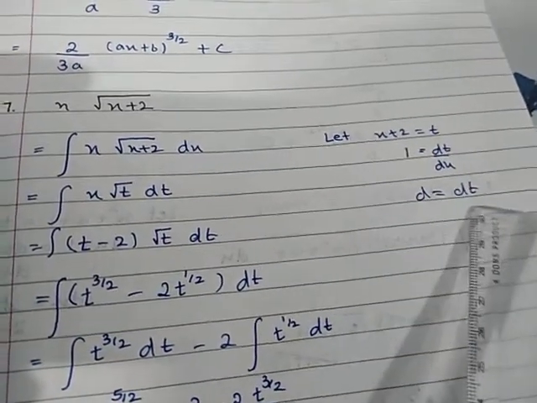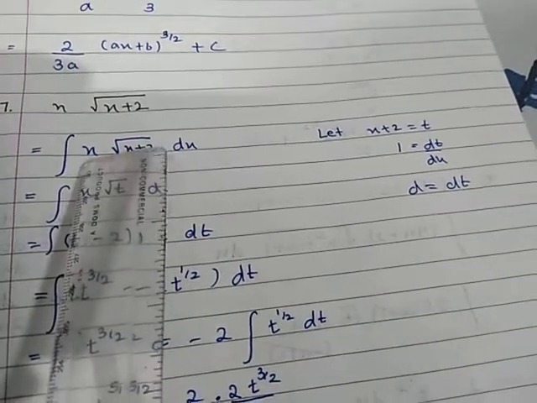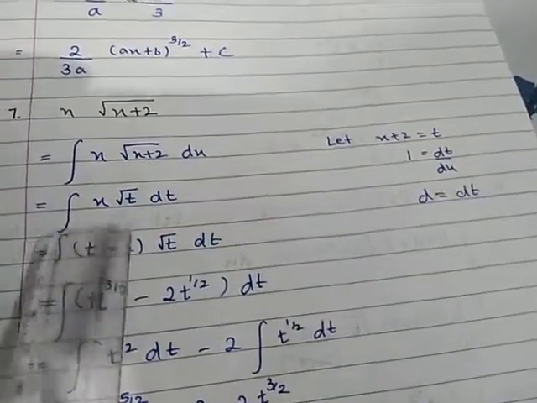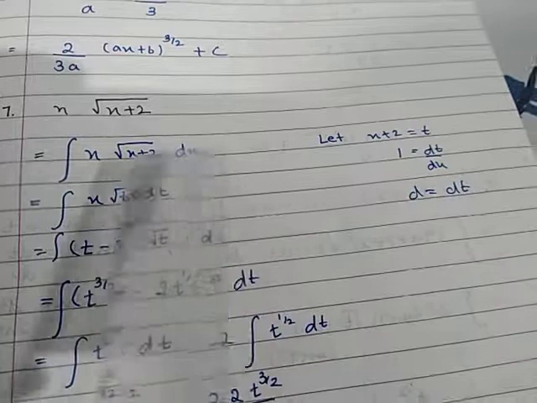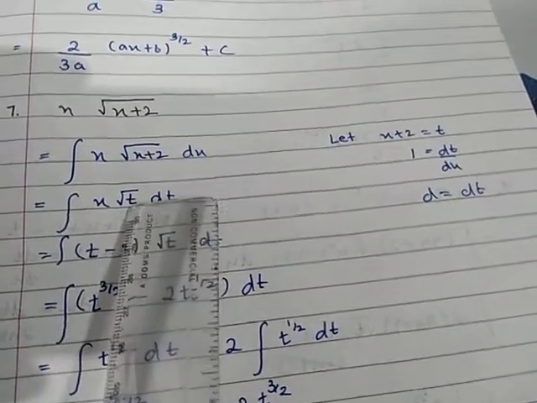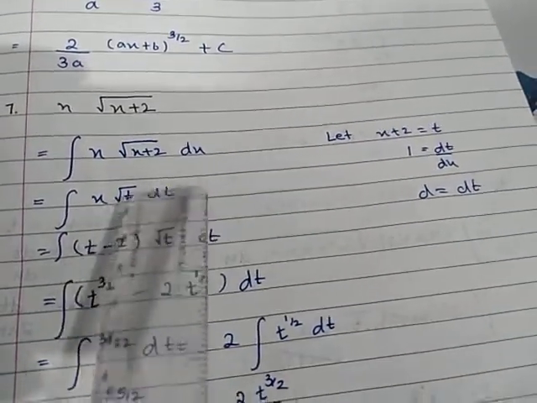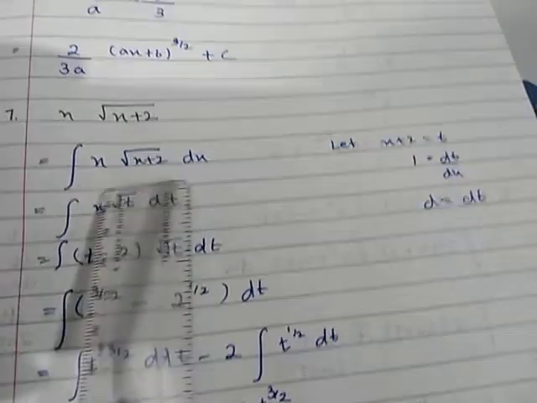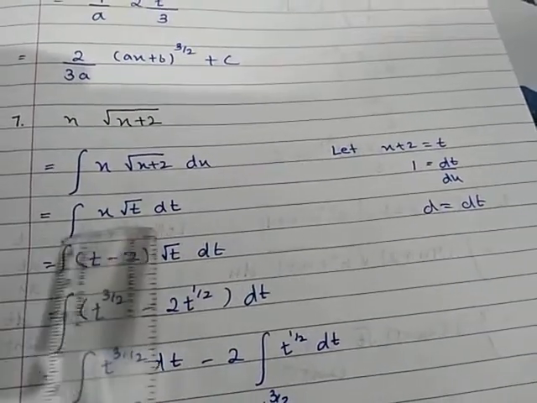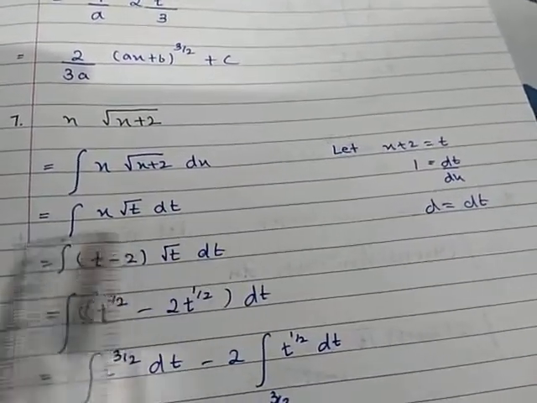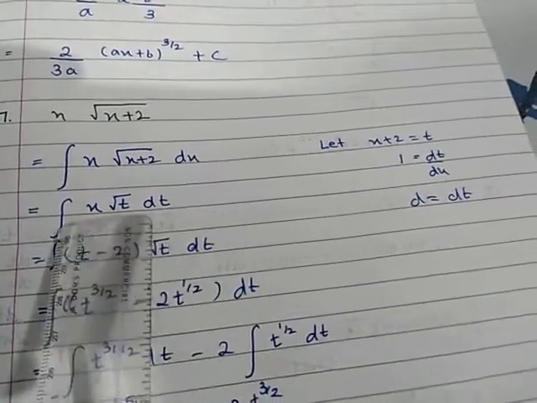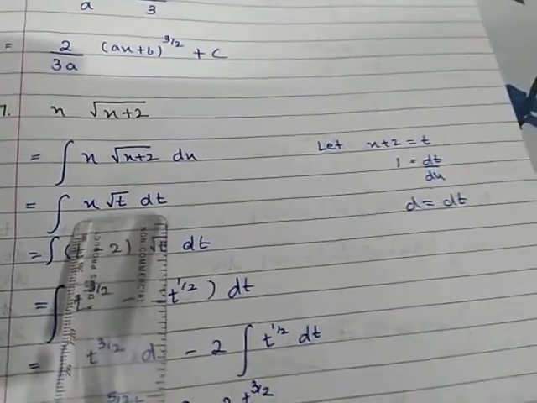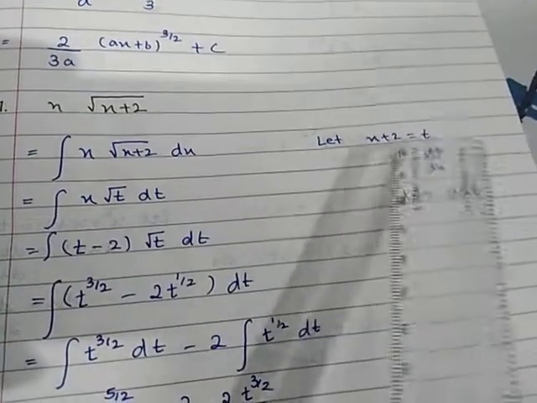Then dx is equal to dt. In place of x, it is t minus 2, because when you put x plus 2 is equal to t, dx is dt, only x is left here. That means at this step we can't do integration because two variables are there, and definitely x should be replaced by t. Here x is t minus 2.